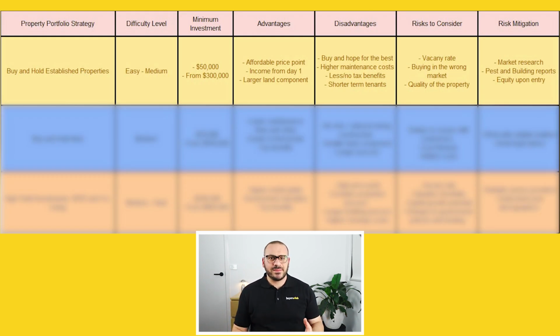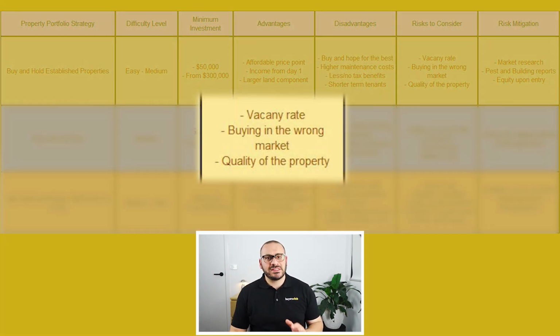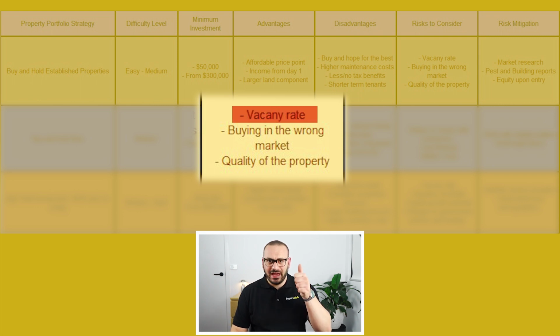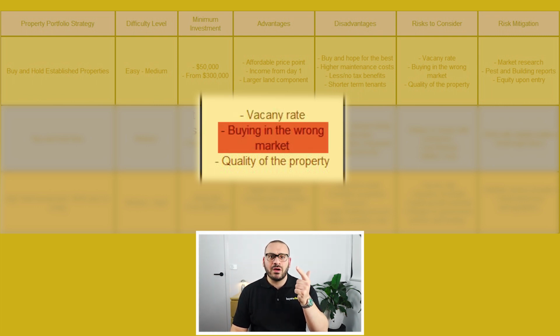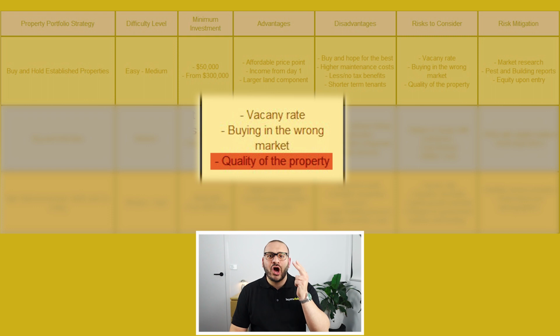Obviously, every investment will carry risks. So let's discuss the risks associated with established property and what you as an investor can do to mitigate these risks. The main 3 risks that I want you to consider when buying an established property are vacancy rates, buying in the wrong market, and the quality of the property.